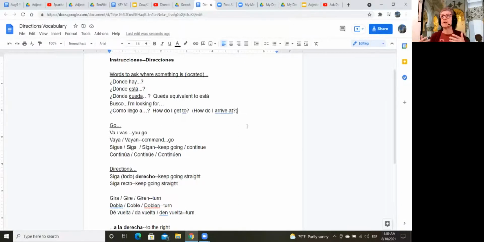¿Cómo llego a? So, un ejemplo, an example. ¿Cómo llego al Museo de Arte? How do I get to the art museum? ¿Cómo llego al correo? How do I get to the post office? ¿Cómo llego al metro? How do I get to the subway? ¿Cómo llego al hotel Marriott? How do I get to the Marriott Hotel, if that's where you're staying, right? ¿Cómo llego a? How do I get to? And he'll talk about that in that video as well.